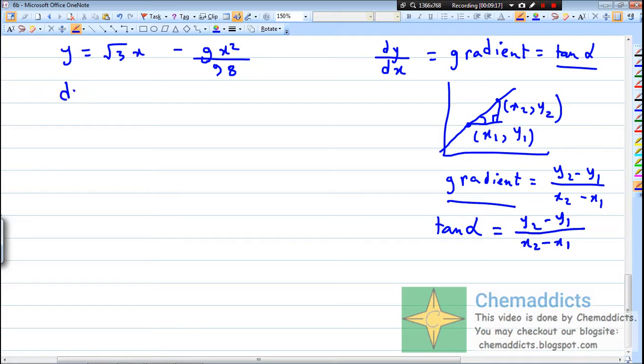So let's just differentiate. dy by dx is equivalent. If we differentiate root 3 x, we're going to end up with root 3 minus, if we differentiate this thing, we're going to end up getting 2gx divided by 98.